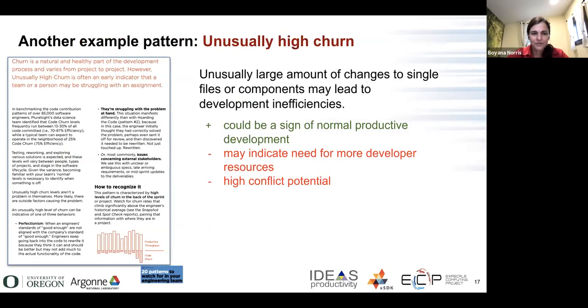Another example from the book is unusually high churn. And this is pretty much what it sounds like.